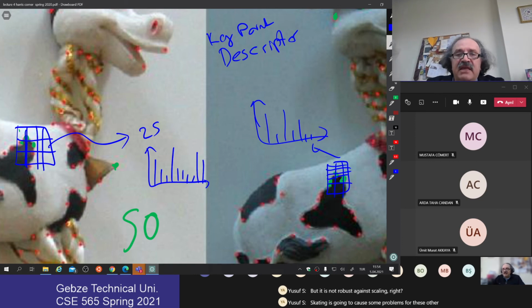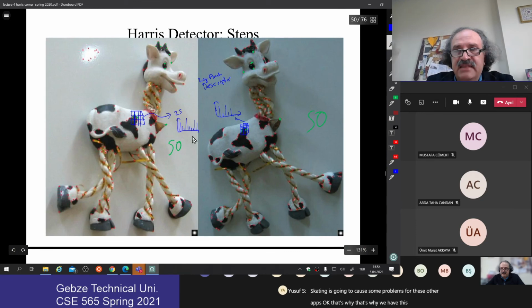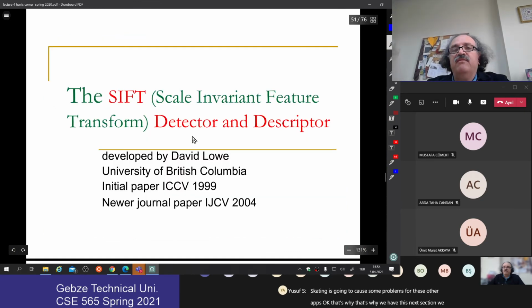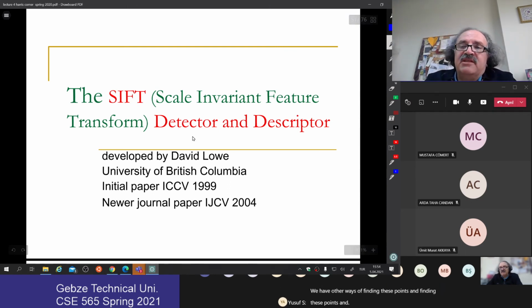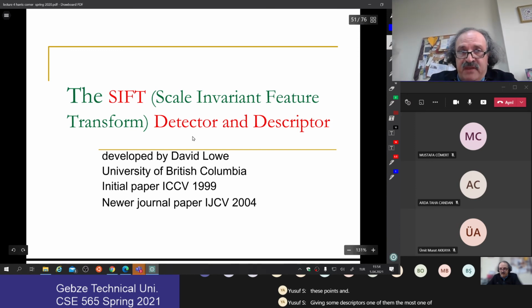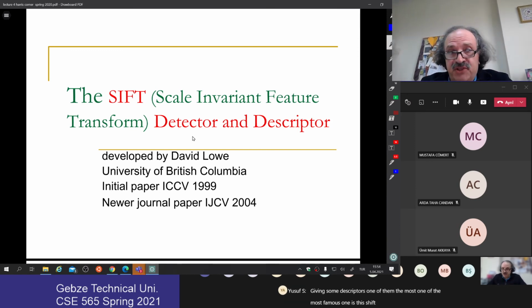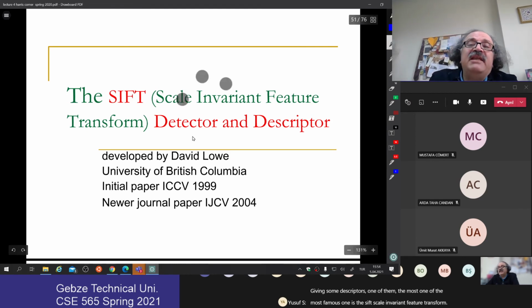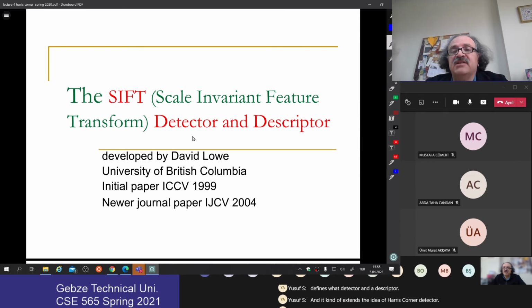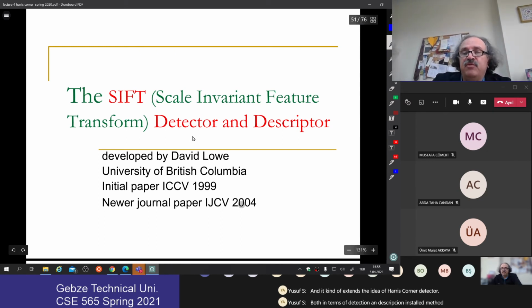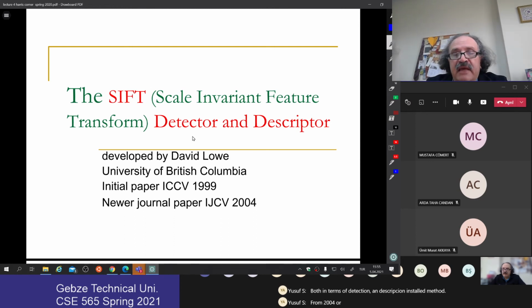Okay, that's why we have this next section. We have other ways of finding these points and giving some descriptors. One of the most famous ones is the SIFT, scale invariant feature transform. So scale invariance is one of the main ideas of SIFT. It defines both a detector and a descriptor, and it kind of extends the idea of the Harris corner detector, both in terms of detection and description. It's an old method from 2004, and it is patented.